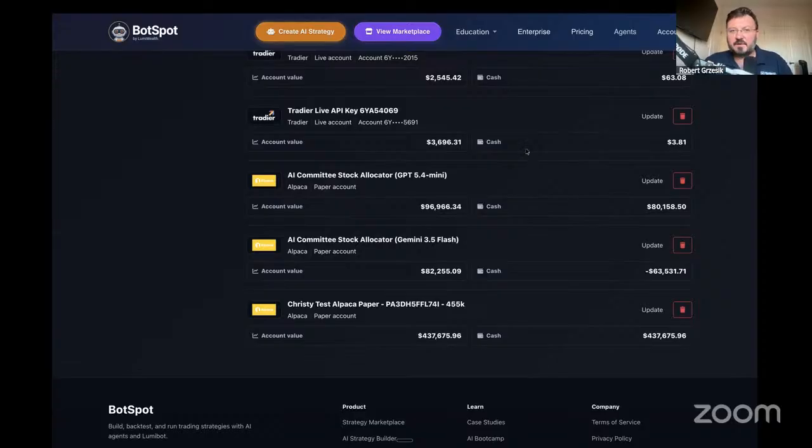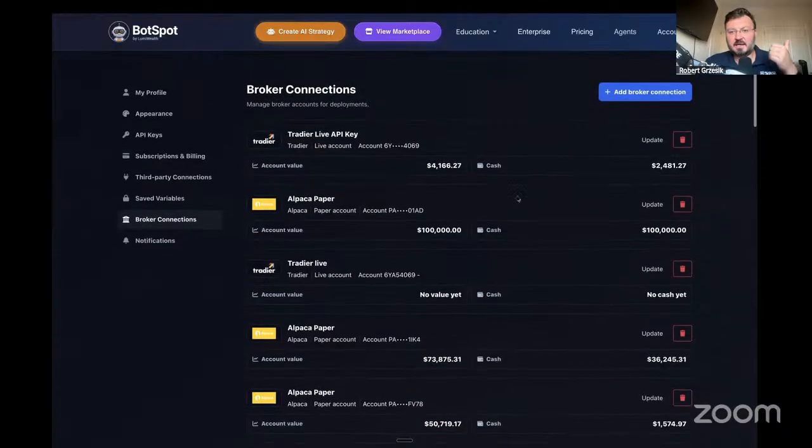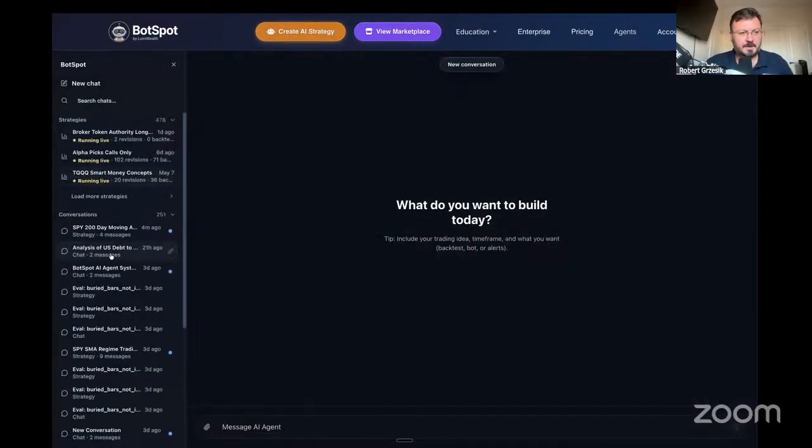So yeah, we made a lot of improvements here, mainly around our AI has gotten a heck of a lot smarter, and connecting to brokers has become a lot easier, and is able to do more with all those broker connections.